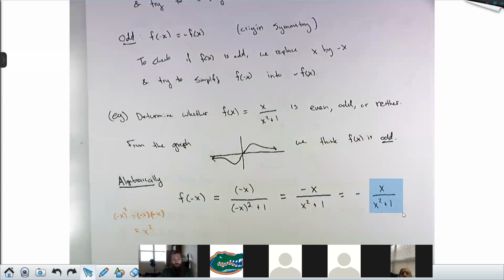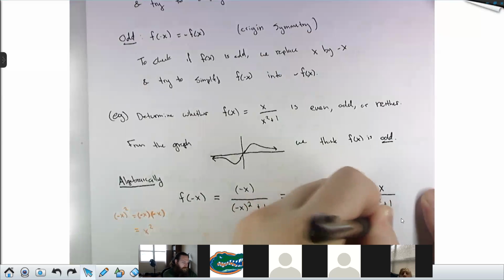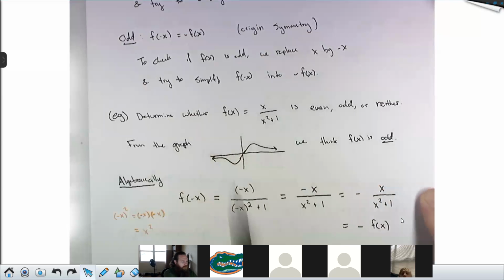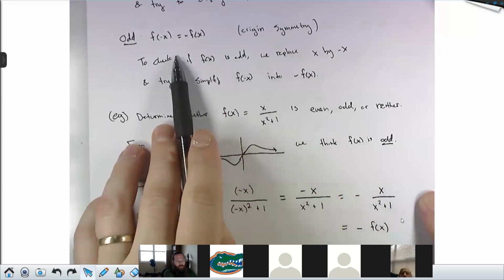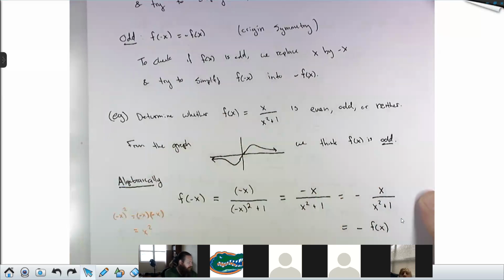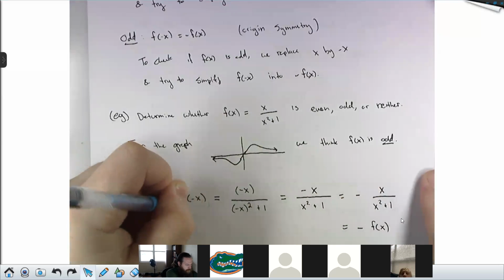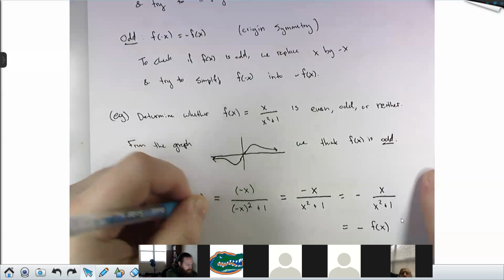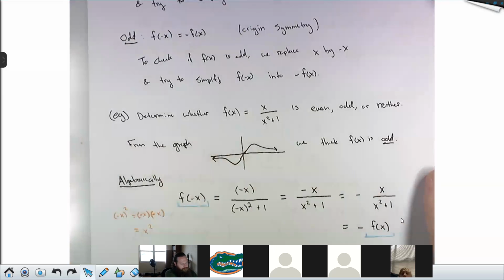And the piece that's left over here, look at what this is. This is my original function. So this is negative f of x. And that was my goal, right? I wanted to see if I could simplify f of negative x into negative f of x. That's the definition of an odd function. So look at what we have here. It's exactly the definition of f of x being an odd function. So we win.